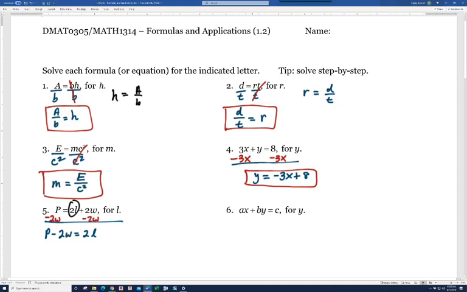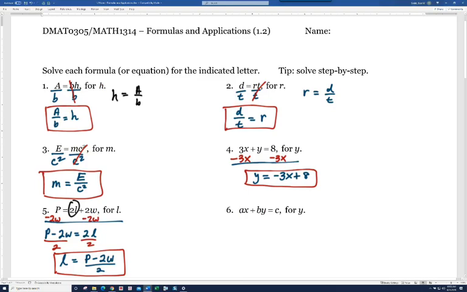And now to get rid of the 2, since it's 2 times L, all we need to do is divide each side by 2. And so our final answer will be L is equal to P minus 2W all over 2. Now, you could have written that as P over 2 minus W, because 2W over 2 would be W. But there's really no reason to change it from the way it is here.